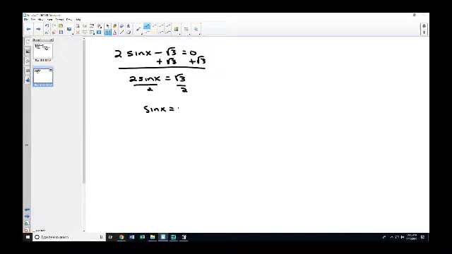And where is sine x root 3 over 2? Unit circle question. So 60 degrees. No, pi over 3. 60 degrees, pi over 3. Okay, where else? In one rotation. So if I restrict this to 0 to 2 pi, there are 2 of them.